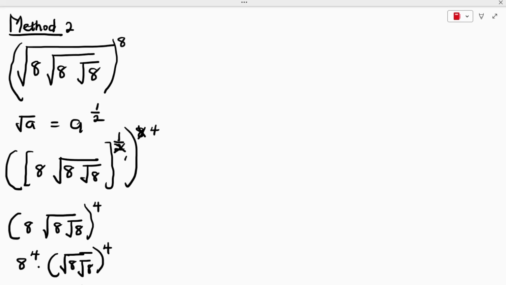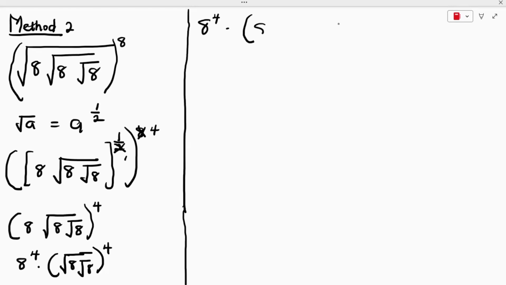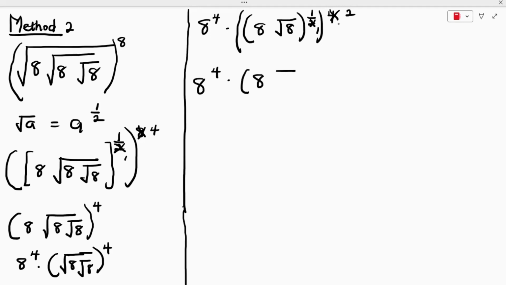Alright, 8 is going to multiply all this. From this point, we want to simply take out the second square root. So this is going to become 8 raised to the power of 4 multiply 8 times the root of 8, all to the power of 1 over 2, all to the power of 4. From here, the 2 and the 2 give us 2, and this becomes 8 raised to the power of 4 times 8 raised to the power of 2. Then we have the root of 8, all to the power of 2.